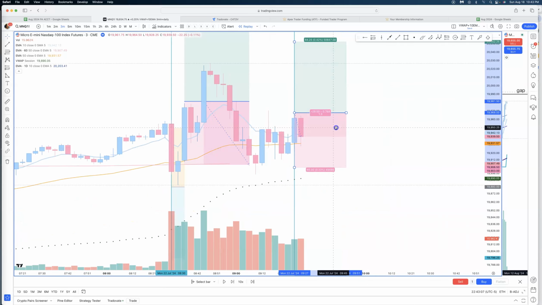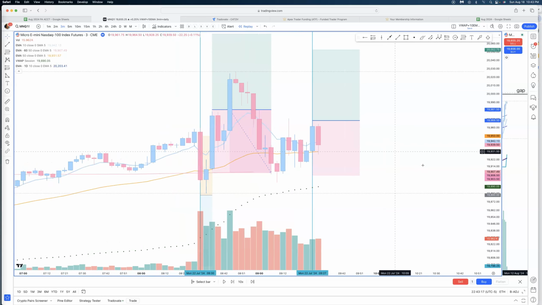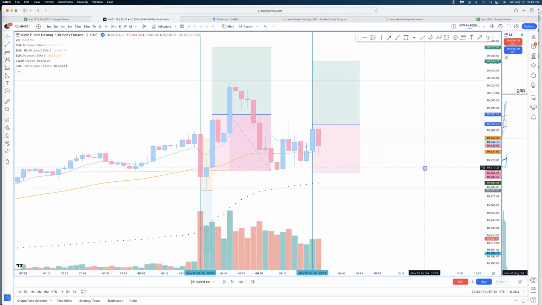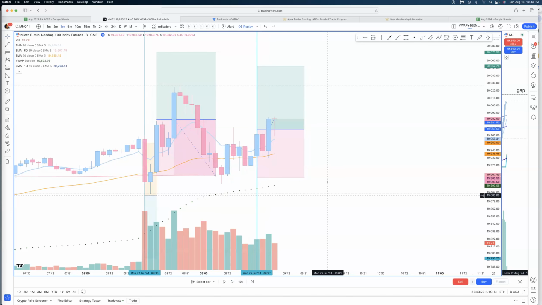Let me move the entry down just a little bit. Go for a little bit tighter of a stop. Really, it probably should be below this low. But I don't know, I kind of have faith in the bulls. Could be totally wrong. Okay. Starting out similar to the next one. So we'll see if we get another bear candle, open and close.